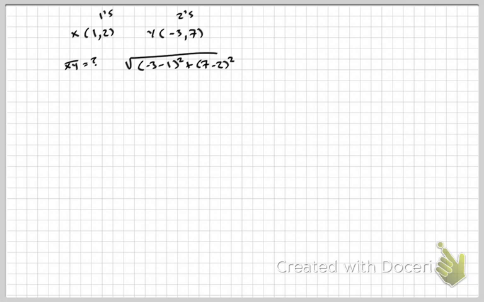Simplify your parentheses first. Negative 3 minus 1 is negative 4. 7 minus 2 is 5. Negative 4 squared is 16. 5 squared is 25. 16 plus 25: 25 plus 10 is 35, plus 1 more is 41. So the distance from x to y is the square root of 41. Again, you can leave it like that, since you can't simplify it, or you could get the decimal value by taking the square root in your calculator.